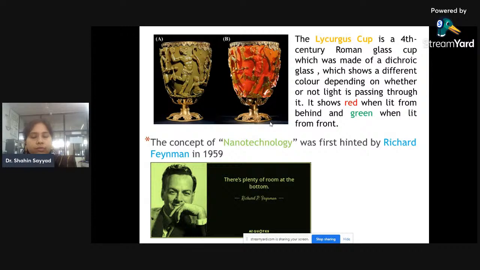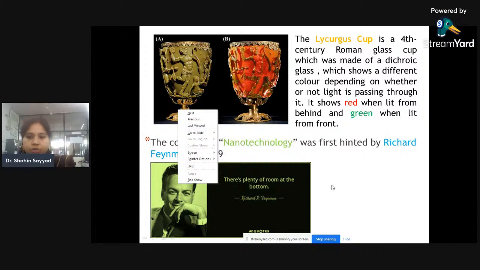After that, various examples are present, but in 1959, nanotechnology was first introduced by Richard Feynman, where in his conference he said that there is plenty of room at the bottom, by which he meant that it could be possible to manipulate the properties of individual atoms. Richard Feynman is considered to be the father of nanoscience.